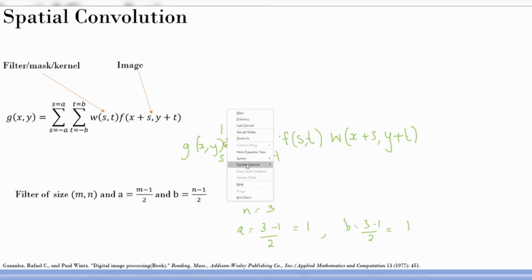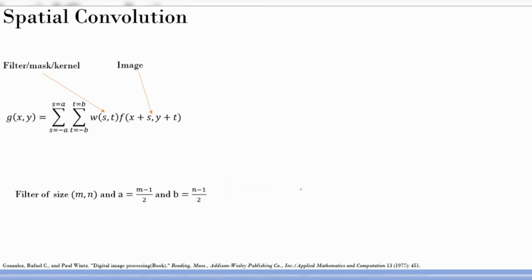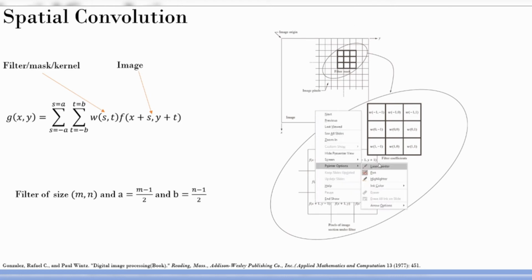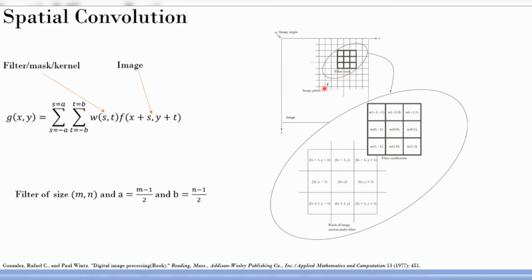Let me actually explain it using a figure. So this is the case. You have an input image, and you have a kernel. Let's assume the kernel is in this position, and here you are going to alter this particular value. That particular value in the image is nothing but f of xy. So this f of xy will change to g of xy.